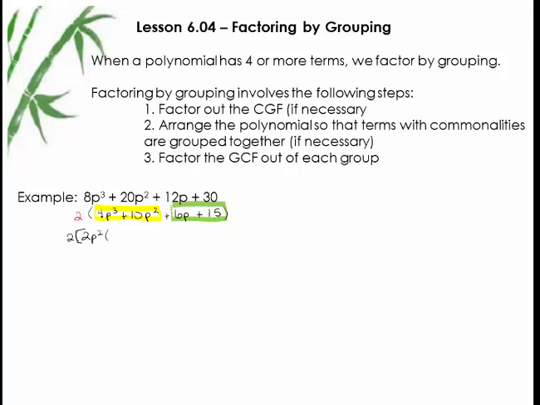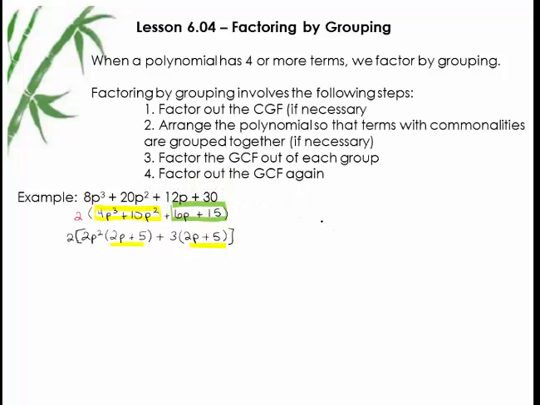That will leave me with 4 divided by 2 is 2. 3 p's minus 2 p's is 1 p. Here I had 10. 10 divided by 2 is 5. 2 p's minus 2 p's leaves me with no p's. This sign will stay the same. 6 and 15 both divide by 3. So if I divide by 3, I have 2p plus 5. Now, you'll notice that these 2 parts match. I have 2p plus 5 and 2p plus 5. If I have factored correctly, those should match.